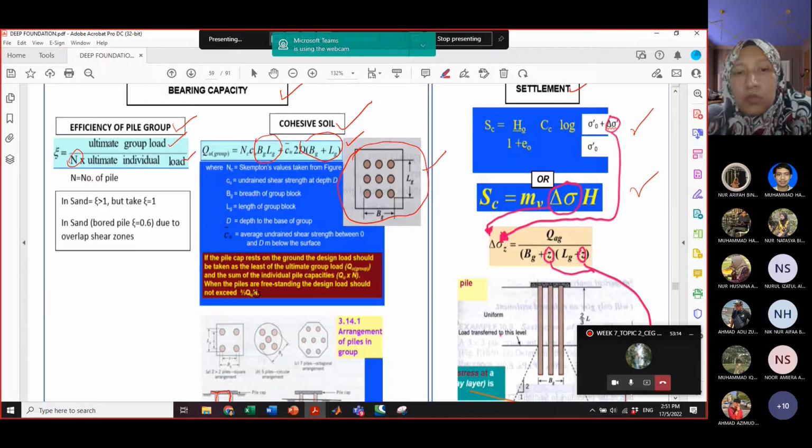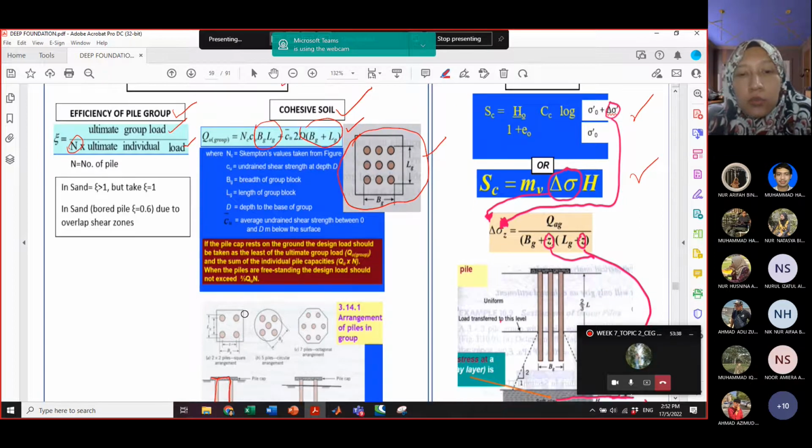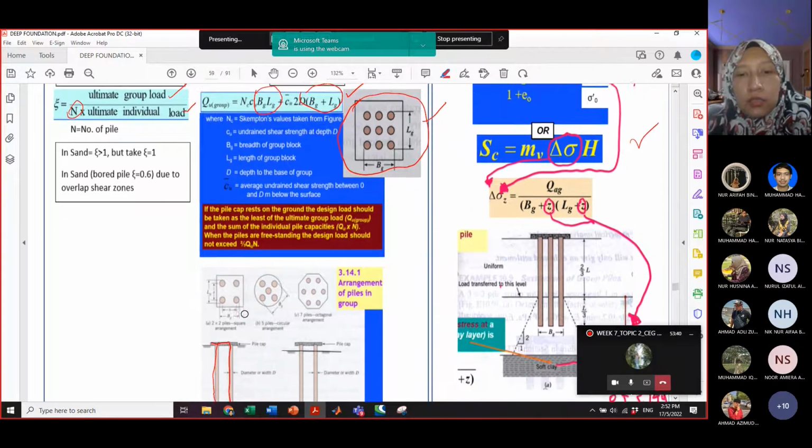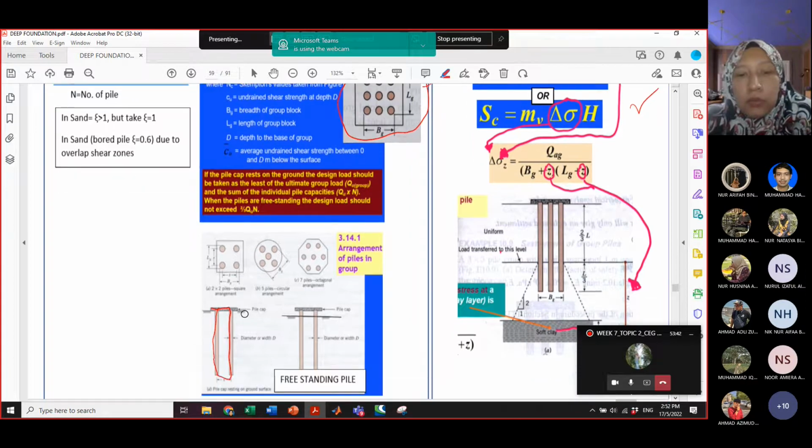So this is the idea of how to design and estimate the pile cap. Actually, in your syllabus, it only covers up to estimating the pile group capacity. It does not extend to the pile cap design. So you are quite lucky just to know how to estimate the ultimate bearing capacity of the pile group.